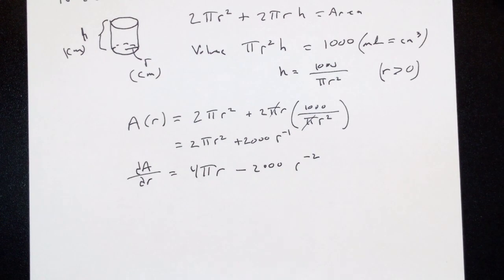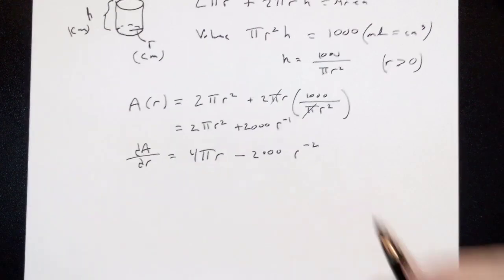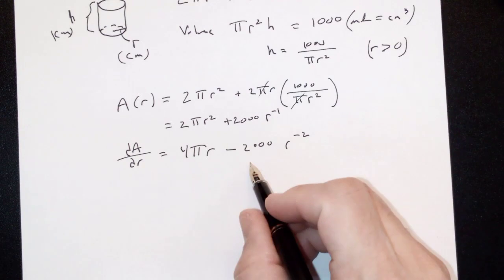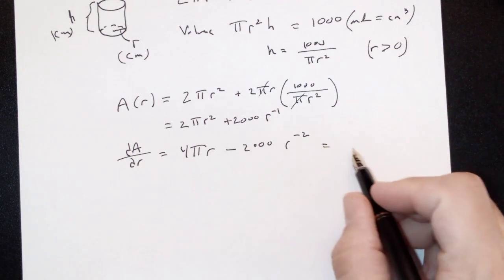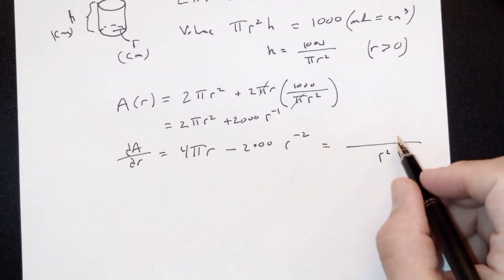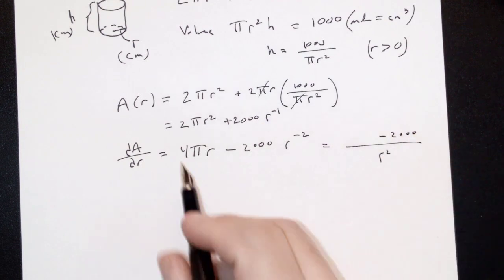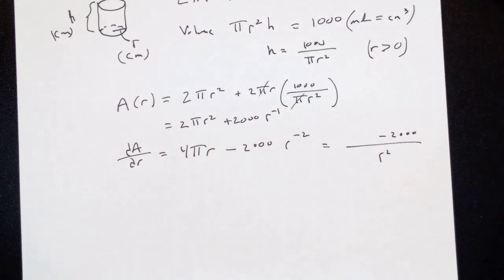I take my derivative. I think it will be easier to do the algebra up front. That's my opinion, but you don't have to. I'm going to find a common denominator here. This is going to go over R squared. If I want that to be over R squared, the top is going to become perfect.